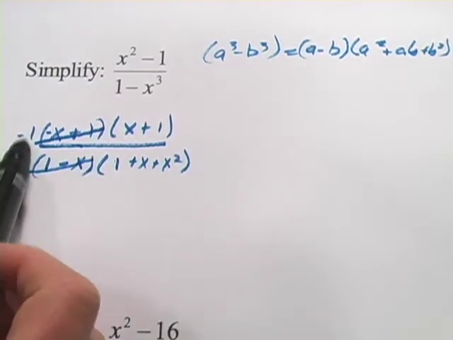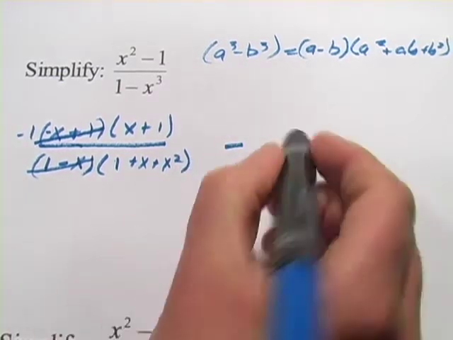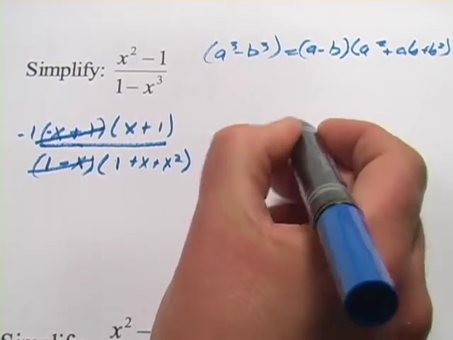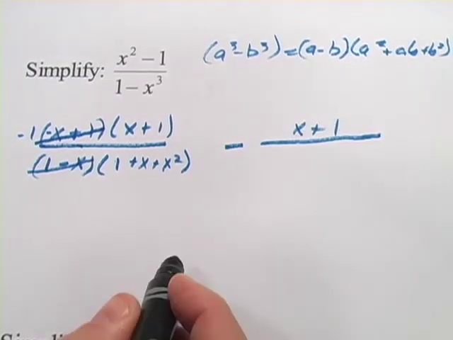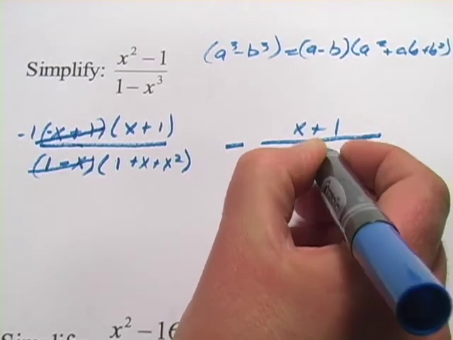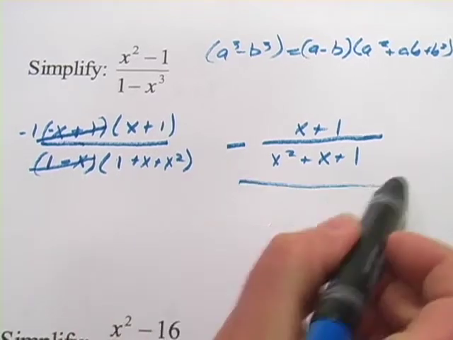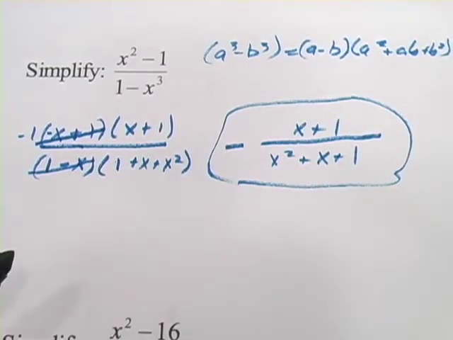And all I've really done, that negative 1 out here, I could put as a negative sign in front of the whole expression. And then on the top, I've got x plus 1. And on the bottom, let me rewrite it in descending order here, x squared plus x plus 1. And I think that's as simple as we're going to get that one.